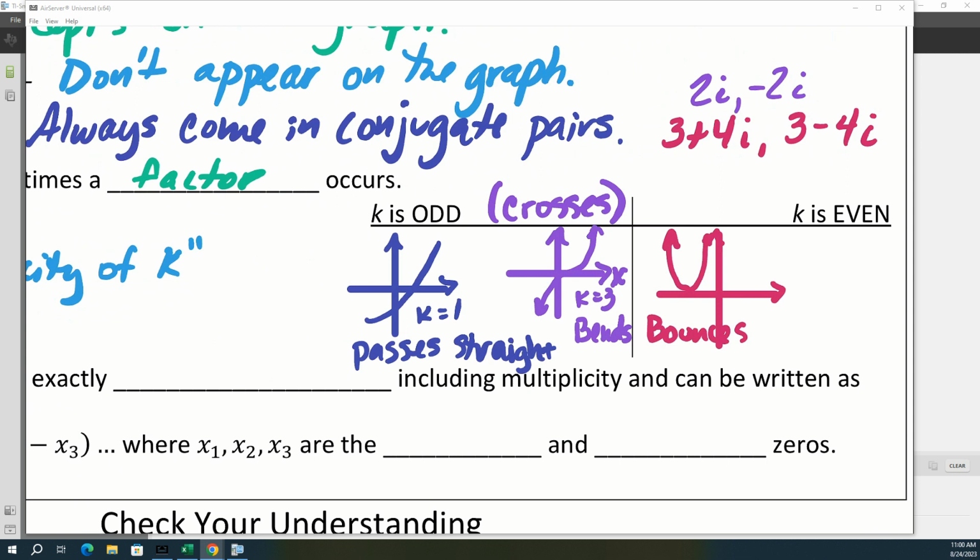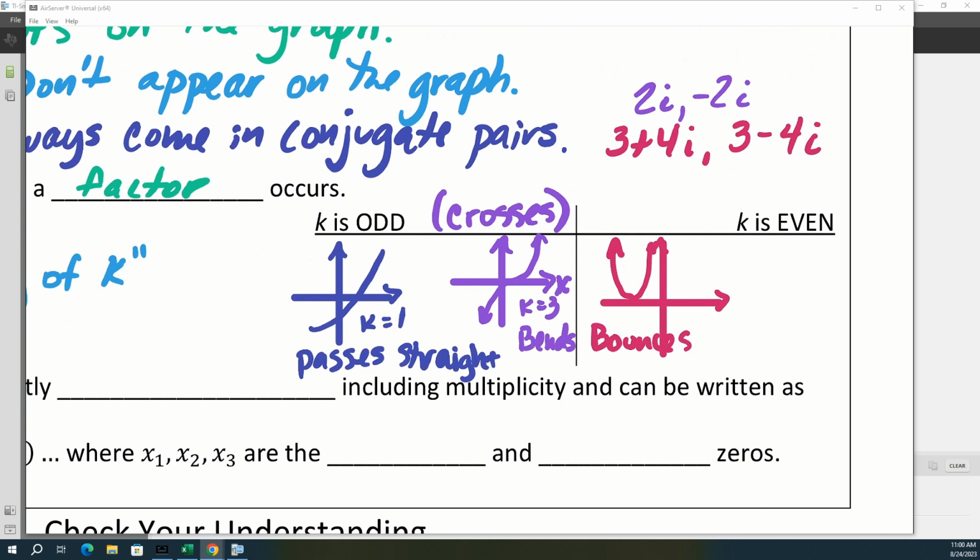Now, I was looking through the standards for today, and there's a bunch. There's like 7 standards we're covering today. I just want to write some terminology that the AP people wrote, and you might not understand it right now, but eventually you probably will. So where it just bounces, the way they worded it is that it's tangent to the x-axis.